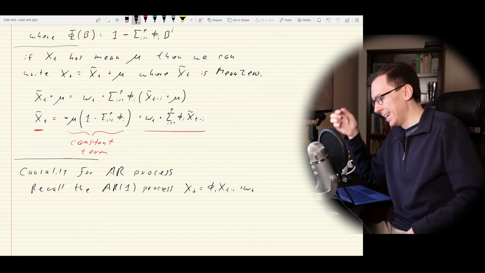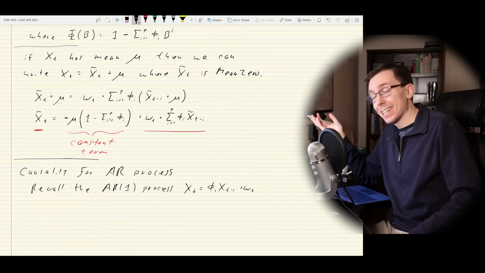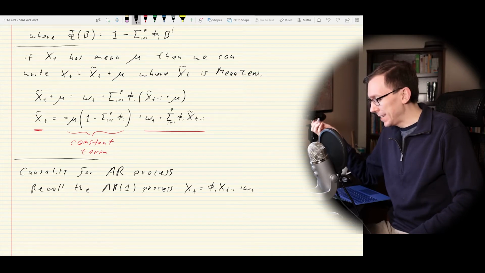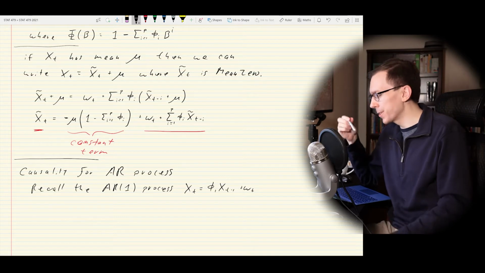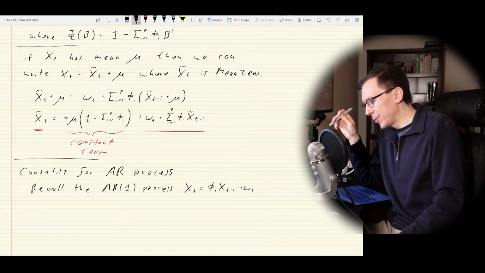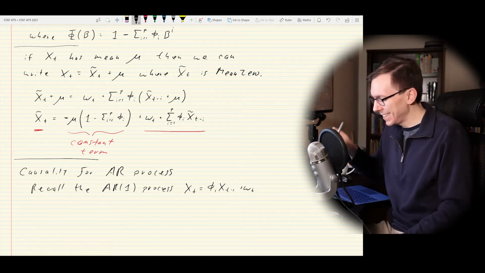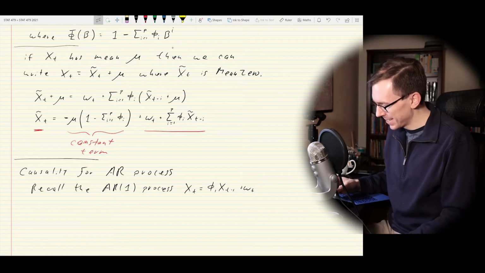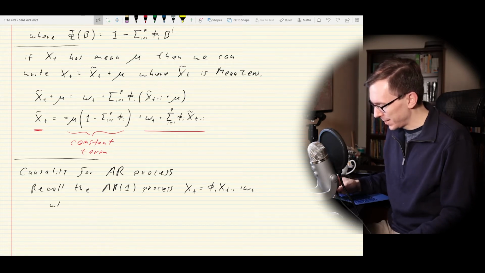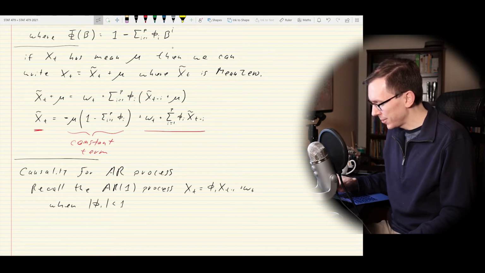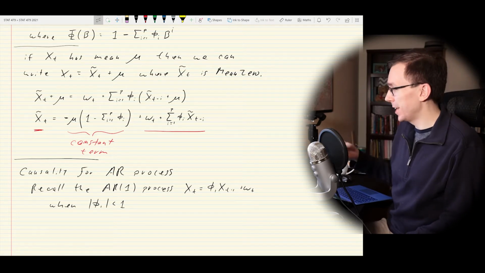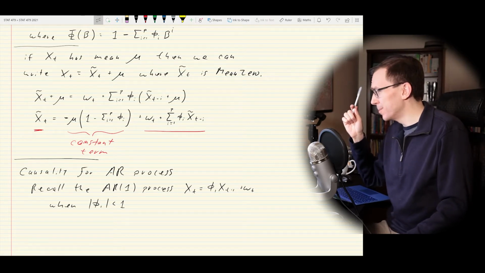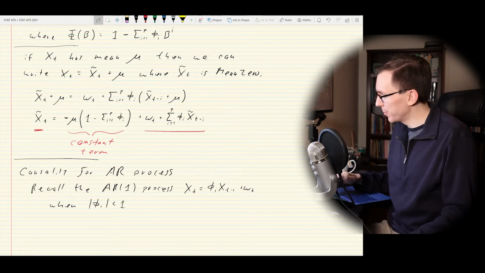So it's like saying the price of, say, a stock or something is influenced by the price yesterday and some random fluctuation. But that only makes sense in the case that we'll consider when phi 1 is in magnitude less than 1. And we looked at this before, that implies stationarity. So let's look at that process again.